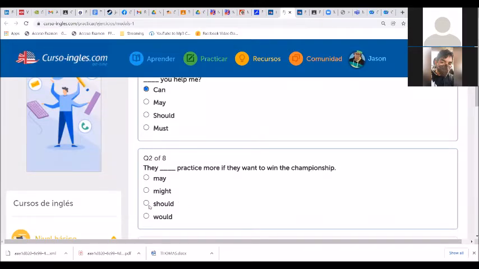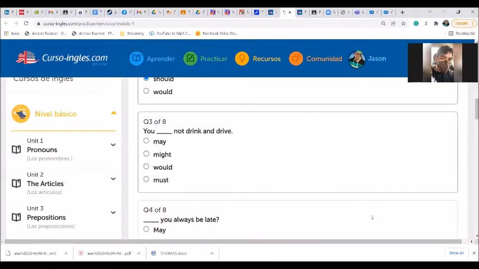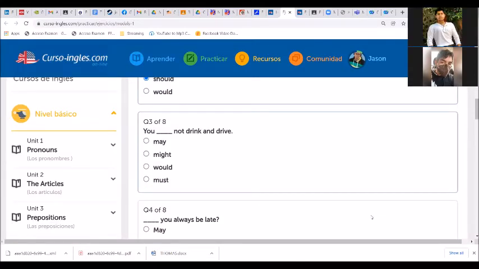All right, one more time, they should. They should practice more if they want to win the championship. Perfect. All right, let's continue. Yes, teacher.